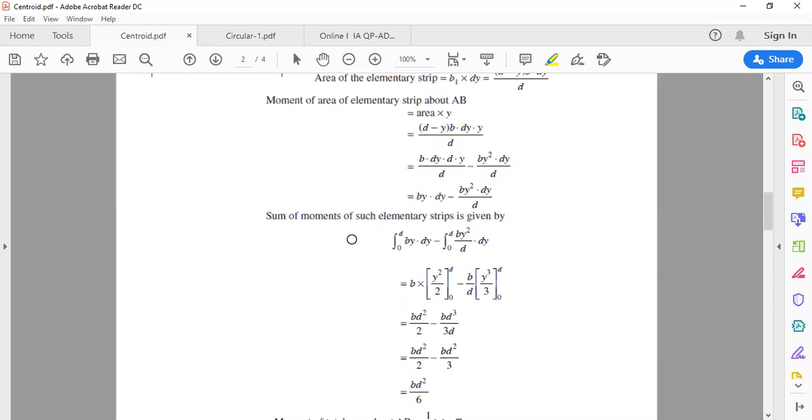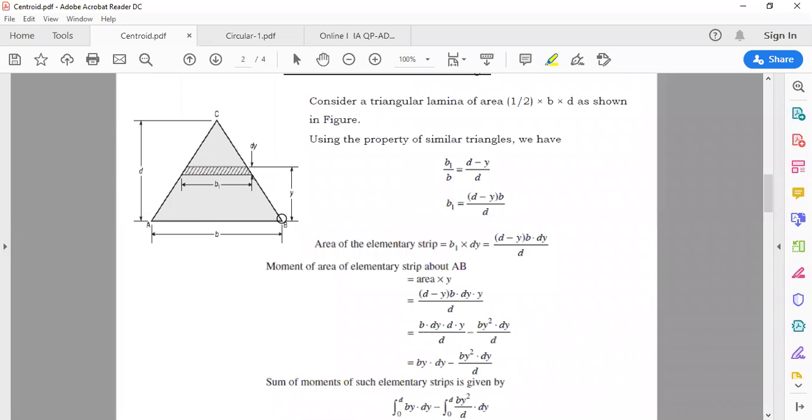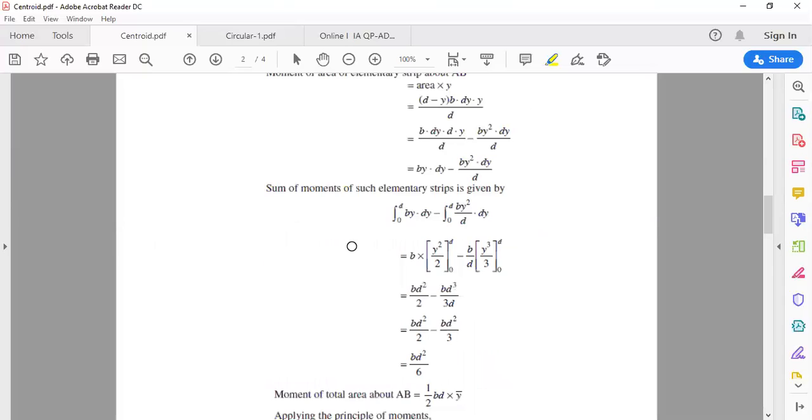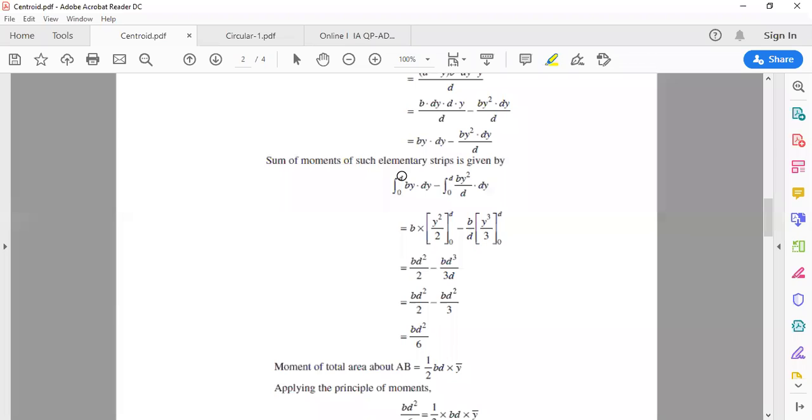Why 0 to d? Because the reference axis AB, from this reference axis up to the top, because I'm going to arrange the elements in this manner. So I'm going on arranging the elements like this, total from 0 up to height d. When I arrange these elements, I'm going to get the moment of area of the total triangle. So that is why it is 0 to d. I will integrate and apply the limits.